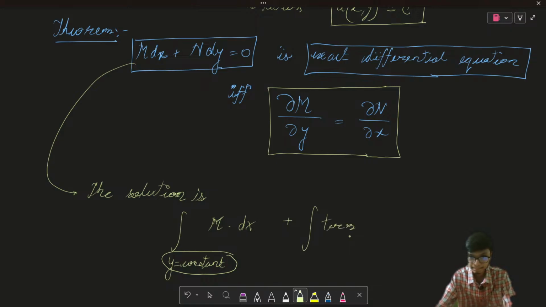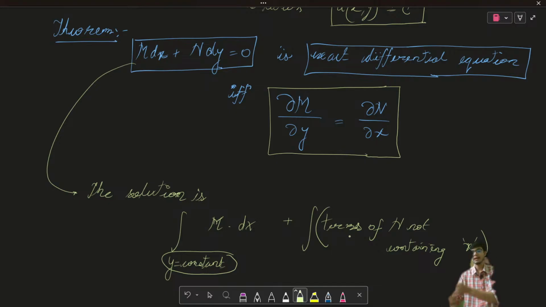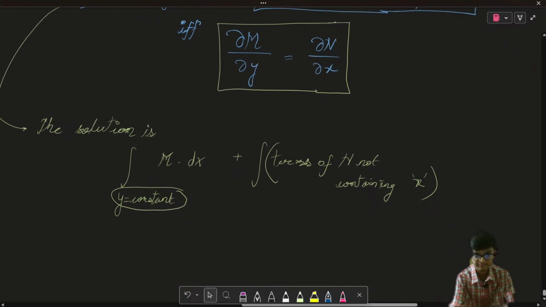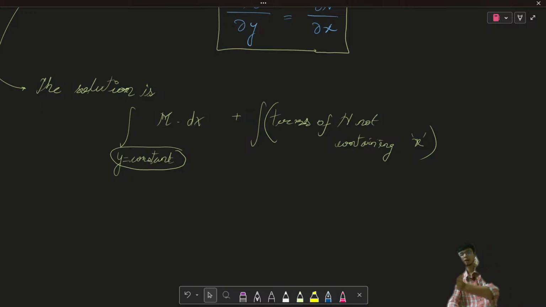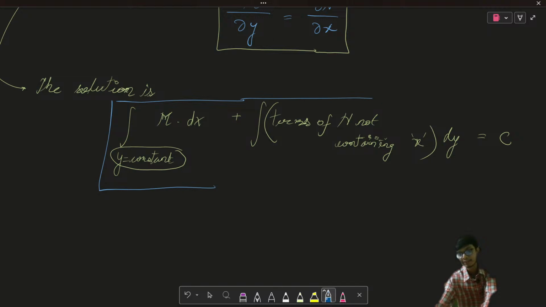the terms of N not containing x. You have to take those terms of N that do not contain the variable x, right? So the solution is very simple. It is the integration of M dx keeping y as constant, plus the integration of those terms of N which do not contain x, with respect to y, and that should be equal to some constant c. I will give you some examples to understand this in detail. So this is going to be the general solution of such an exact differential equation, right?